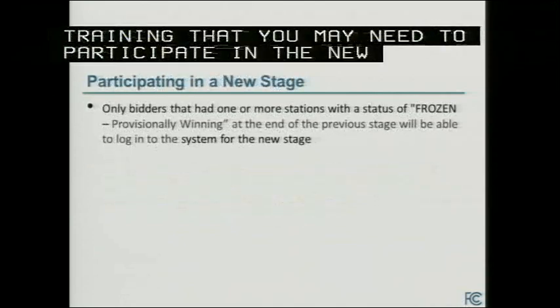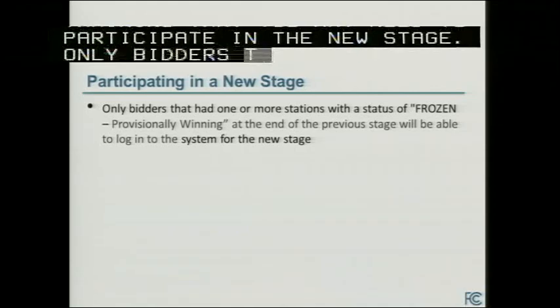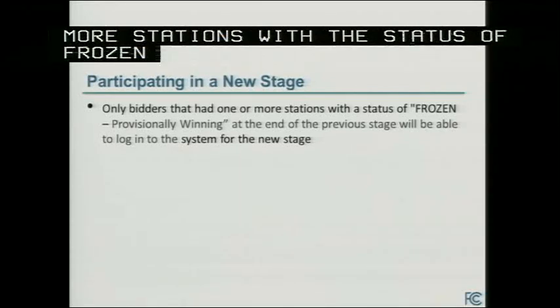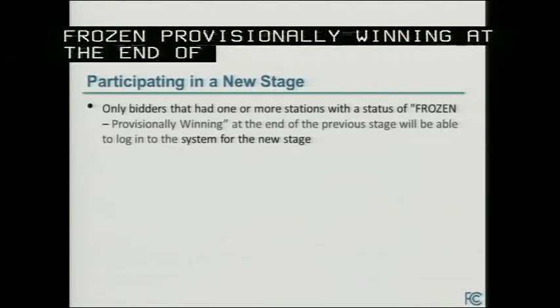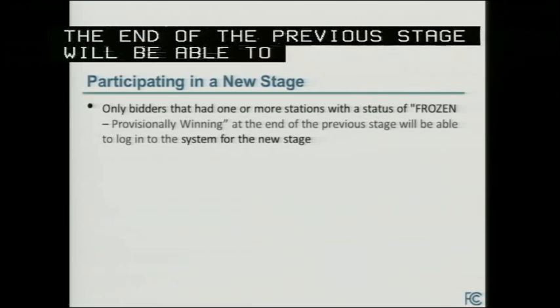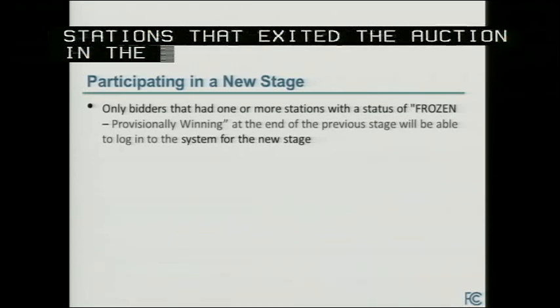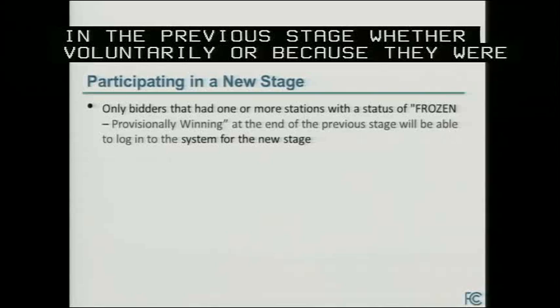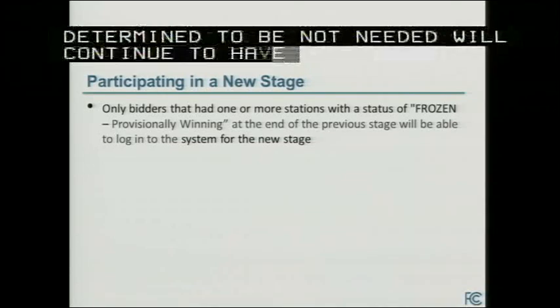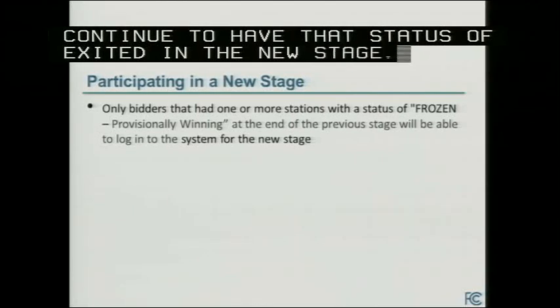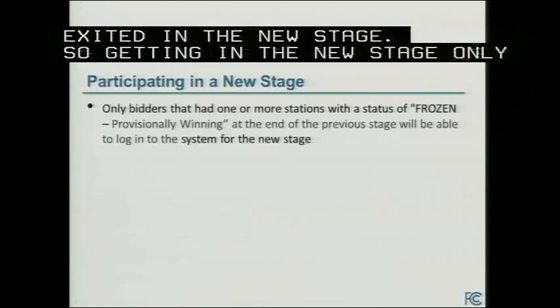Only bidders that had one or more stations with the status of frozen provisionally winning at the end of the previous stage will be able to log into the system for the new stage. Stations that exited the auction in the previous stage, whether voluntarily or because they were determined to be not needed, will continue to have that status of exited in the new stage. So bidding in the new stage only pertains to stations that were frozen provisionally winning in the previous stage.